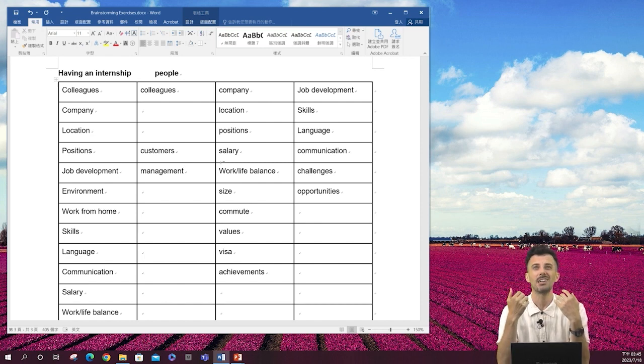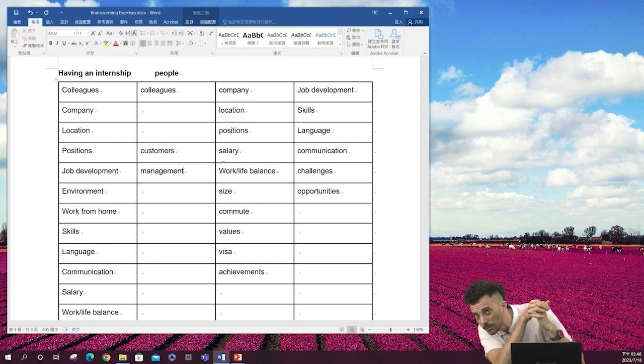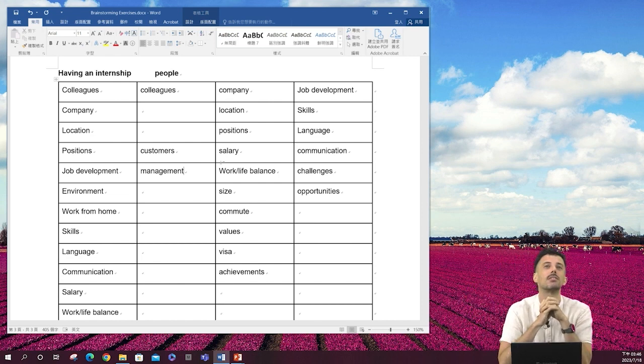Like the first one, we had colleagues and customers, those are 2 types of people, but the other words, we could have a use for them later. But then the second one, what do you think would be the main idea of the second column? Or you can just find 2 words that go together. We have company, location, positions, salary, work-life balance, size, commute, values, visa, achievements.